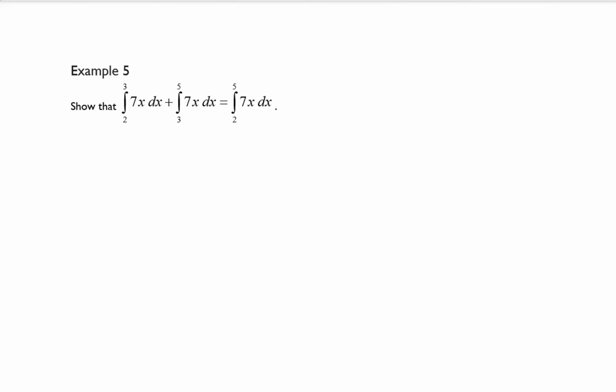Example 5 says show that the definite integral from x equals 2 to x equals 3 of 7x dx plus the definite integral from x equals 3 to x equals 5 of 7x dx is equal to the definite integral from x equals 2 to x equals 5 of 7x dx. So let's calculate these two, and then we'll calculate the third one and see if we add the first two, if they're equal to the third one. So I'll call this 1, I'll call this 2, and I'll call this 3. So let's calculate 1 first.